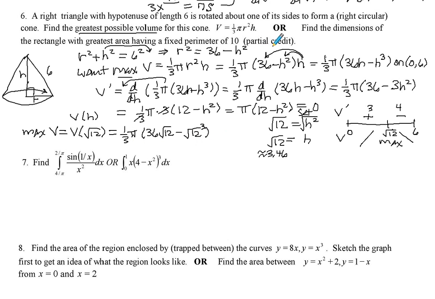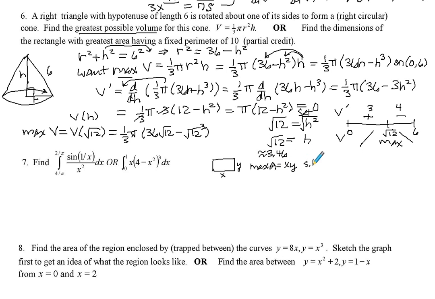And then the partial credit problem here: find the dimensions of the rectangle with greatest area with fixed perimeter of 10. So let's see here. If we sketch that rectangle, let's do length x and width y. So we want to maximize area, which is x times y.